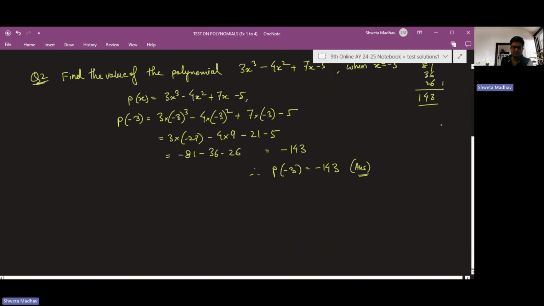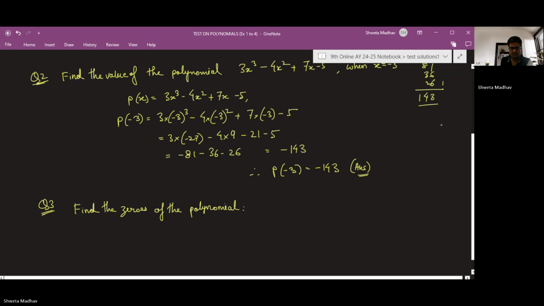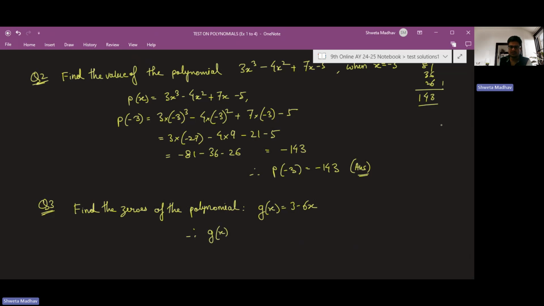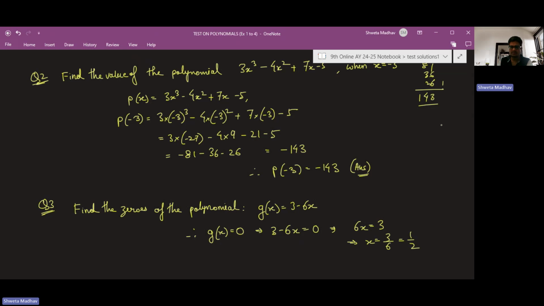Then in question number 3, it has been told to find the zeros of the polynomial, which is g of x, that is equal to 3 minus 6x. So therefore, the zeros means the values of x at which g of x will come 0. So g of x is 0. Then 3 minus 6x will be equal to 0. So it means that 6x will be equal to 3. So it means x will be equal to 3 by 6, which is equal to 1 by 2.